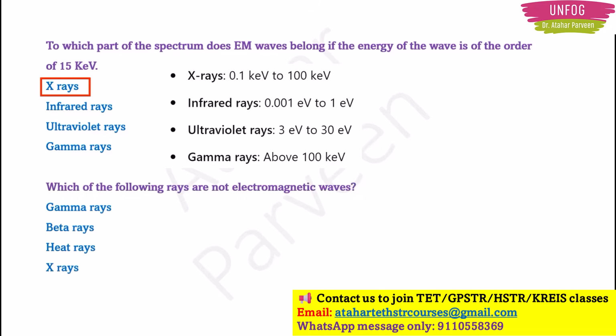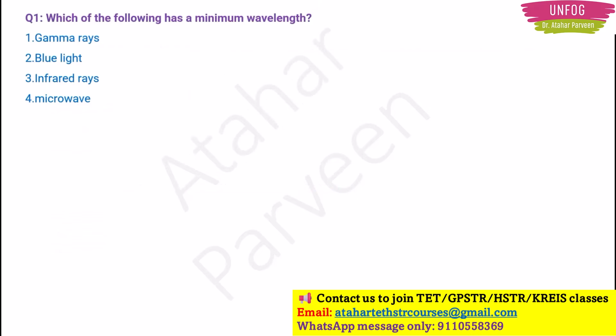Next question, which of the following rays are not electromagnetic waves? Of course, we have seen the electromagnetic spectrum, right? They are beta rays. Beta rays are not electromagnetic waves. Next question, which of the following has a minimum wavelength? Of course, they are gamma rays.